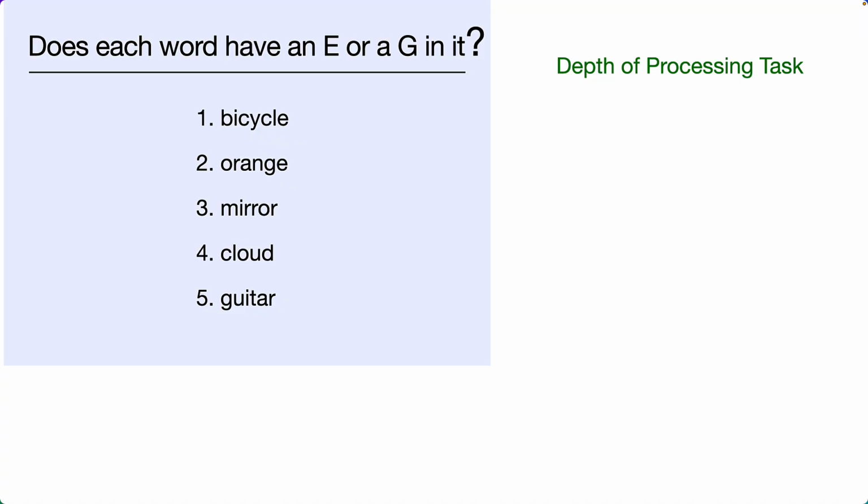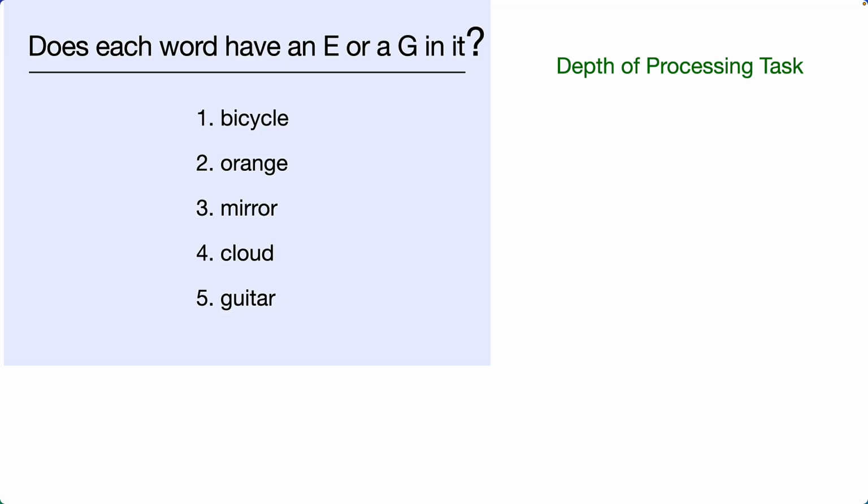Okay, moving on. I want to try this depth of processing task with you guys. Step number 1 is to answer this question for each of these words. I want you to answer to yourself, does each word have an E or a G in it? So number 1, bicycle. Does that have an E or a G in it? What about number 2, orange? 3, mirror. 4, cloud. 5, guitar.